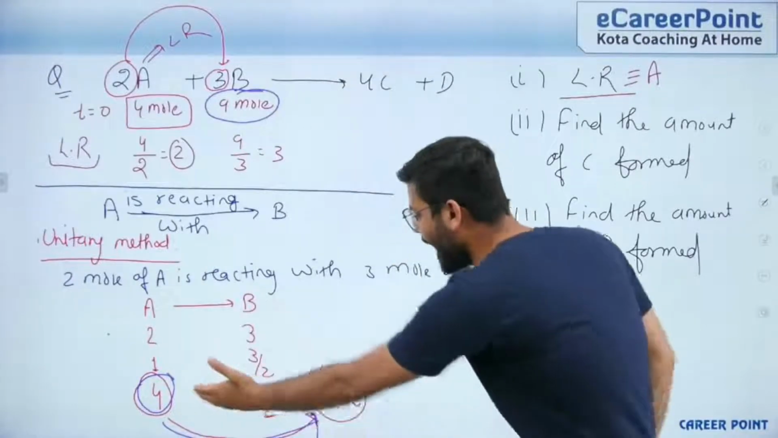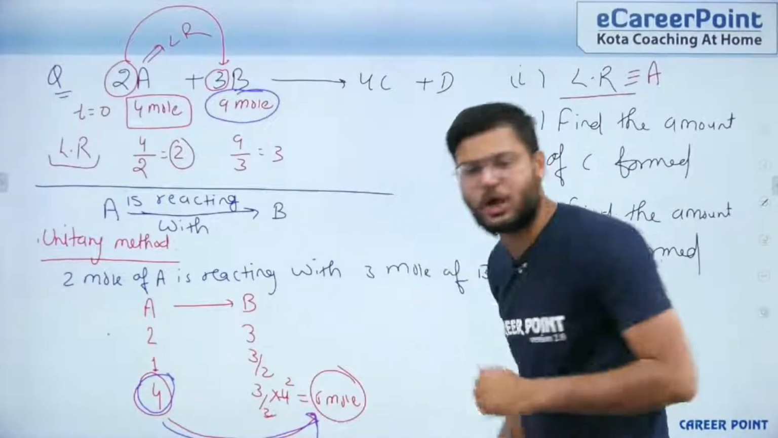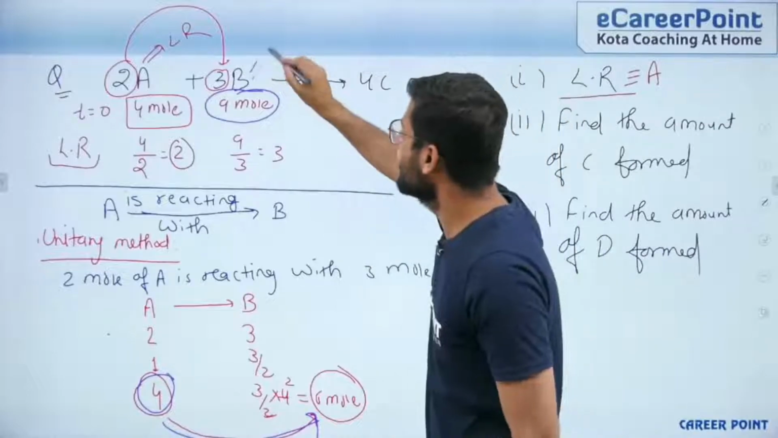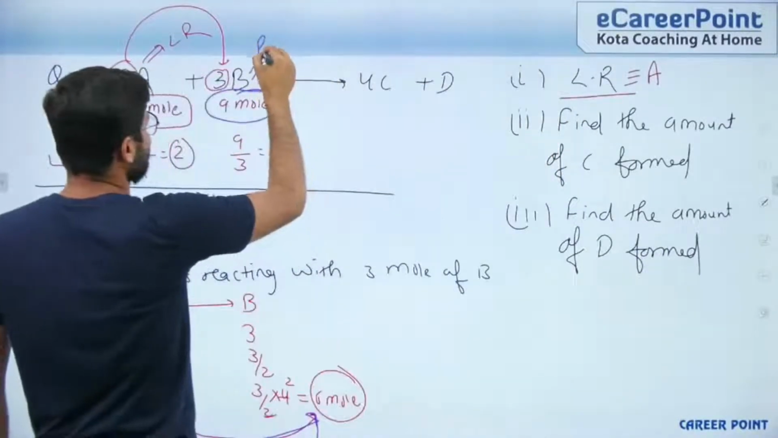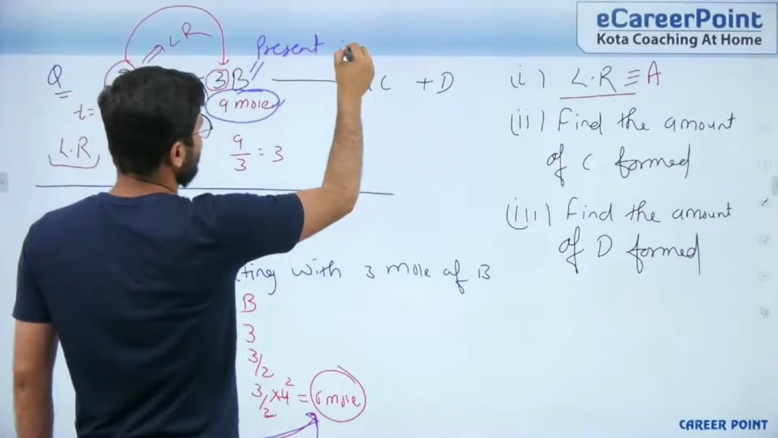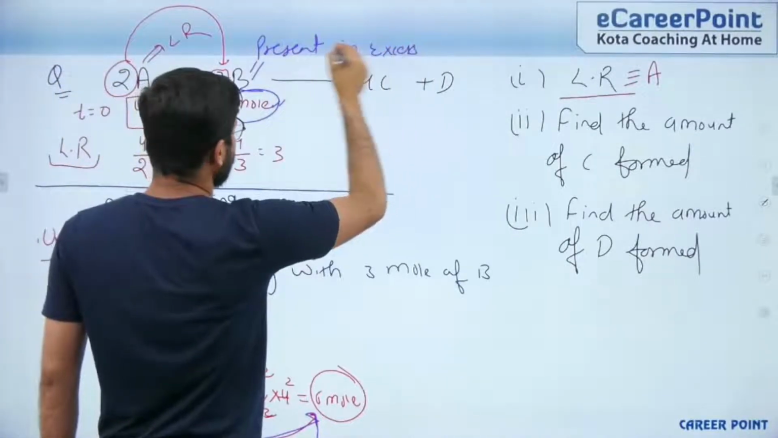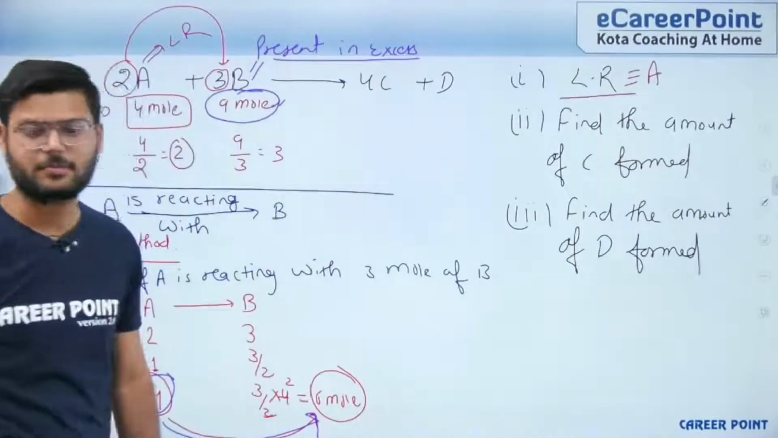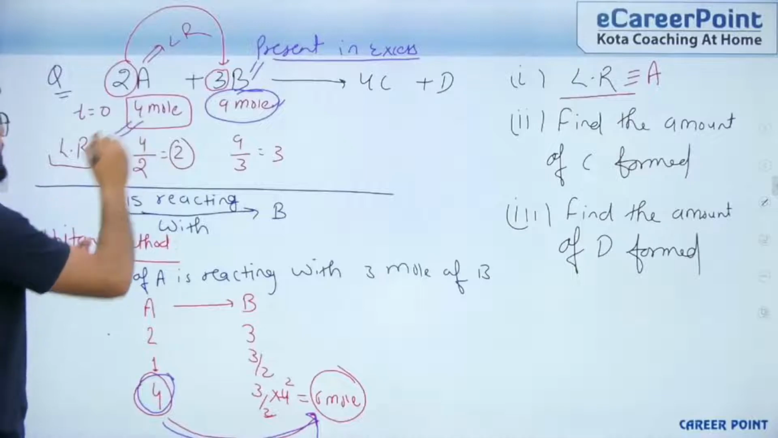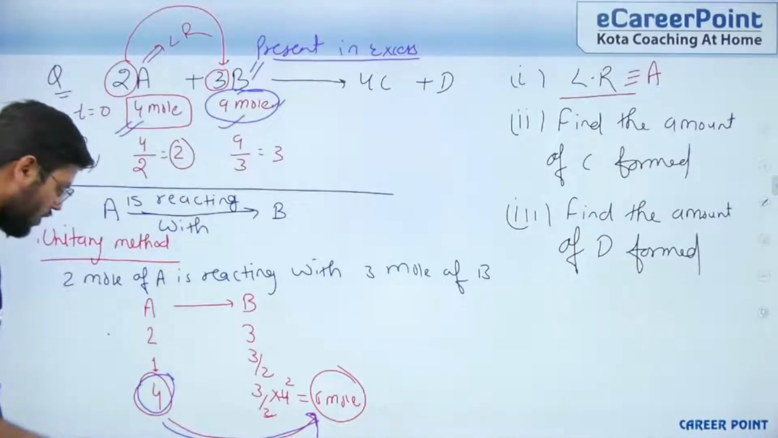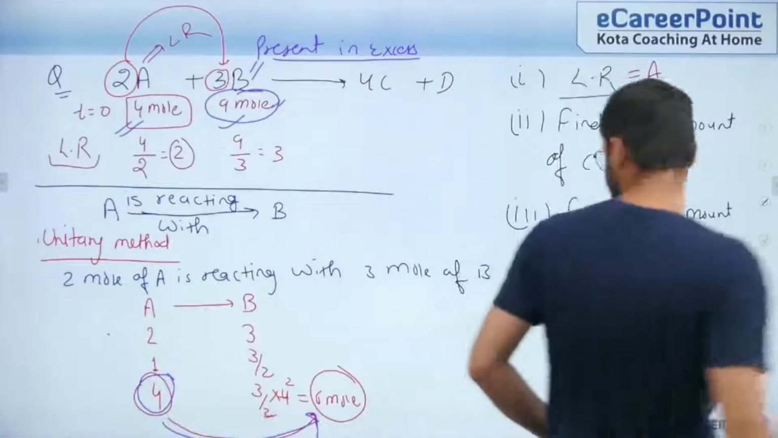We only require 6 mole of B for the 4 mole of A. But we have how much? 9 mole. That means it is present in excess. Present in excess, my dear student. So what will happen? This 4 mole will completely react with this 9 mole. How? Let's see.